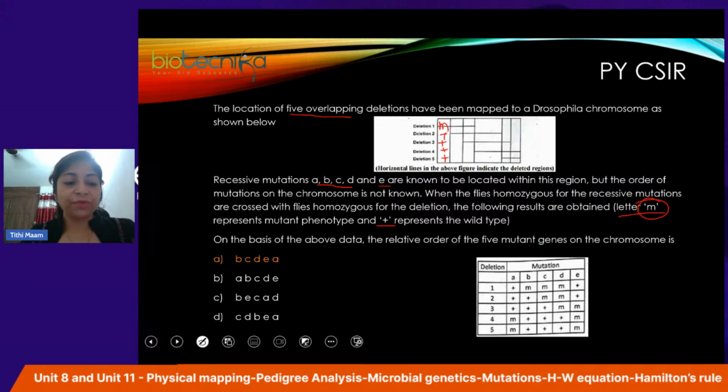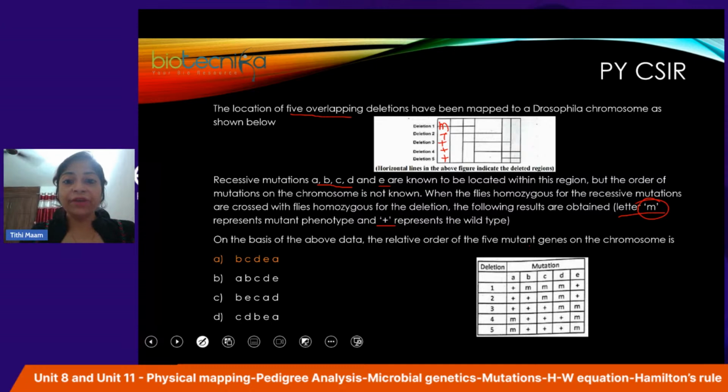Okay, Soumya, Lakshmi. What about others? Can I have some more responses? Okay, Mayuri. So if a gene is present in the deleted segment, then it will show the mutant phenotype. If it is not present in the deleted segment, then it will show the wild type phenotype.